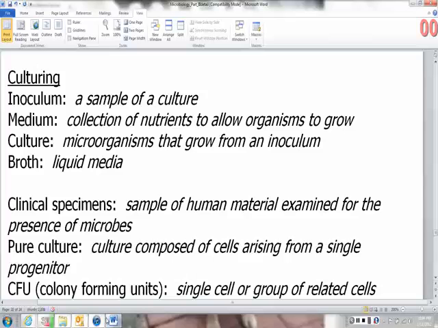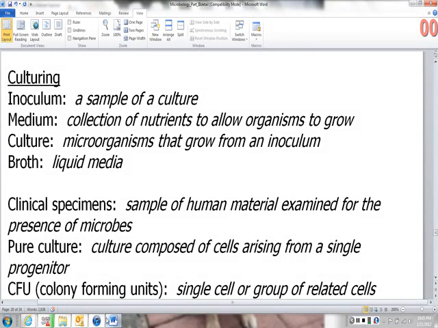Culturing is our way of growing organisms for study. We begin with an inoculum, or a sample of culture. It is grown on a medium, or collection of nutrients, that allows growth of the organisms. The culture is the group of microorganisms that grow from the inoculum. Sometimes the medium is solid, other times it is liquid in the form of broth.